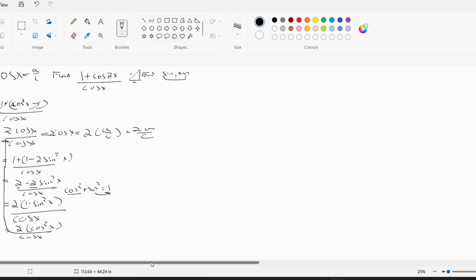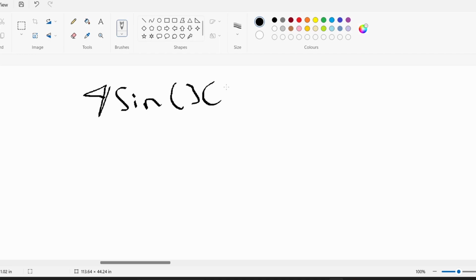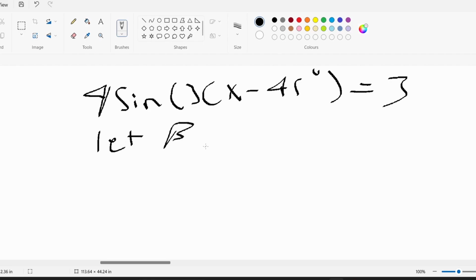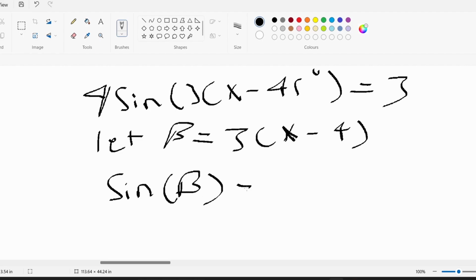Now let's see if I want to do another one. Let's say you want to solve 4 sine (3x minus 45) equals 3. I'm going to let beta equal 3x minus 45. You don't have to do this, it just makes it easier. So now let's isolate sine. It's just a simple division, so sine beta equals 3 over 4.